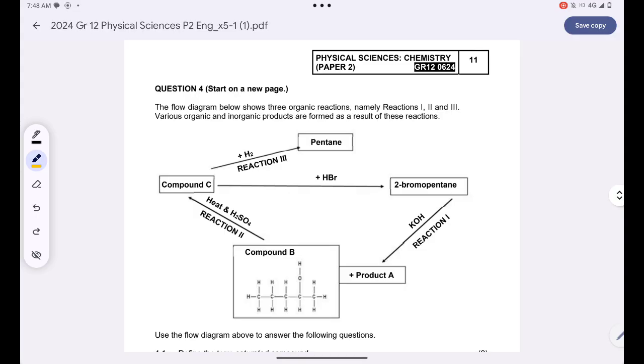In this video, guys, I'll be tackling the fourth question from the mid-year examination which was written in the province of Gauteng in the year 2024. Please do expect a total of 8 videos since this chemistry paper had 8 questions in total. That means each and every question will have its own video.